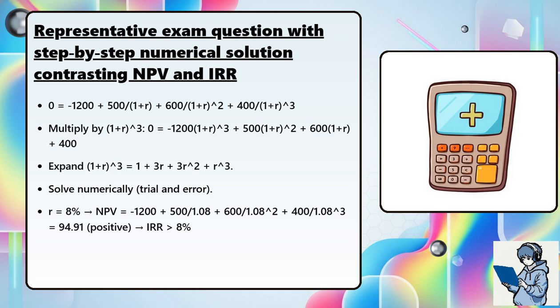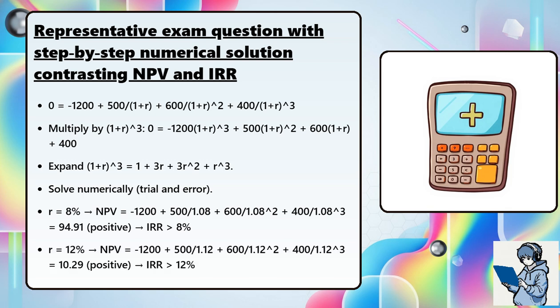R equals 8% gives NPV equals negative 1200 plus 500 divided by 1.08 plus 600 divided by 1.08 squared plus 400 divided by 1.08 cubed equals 94.91. Positive, therefore internal rate of return is greater than 8%. R equals 12% gives NPV equals negative 1200 plus 500 divided by 1.12 plus 600 divided by 1.12 squared plus 400 divided by 1.12 cubed equals 10.29. Positive. Therefore, internal rate of return is greater than 12%.